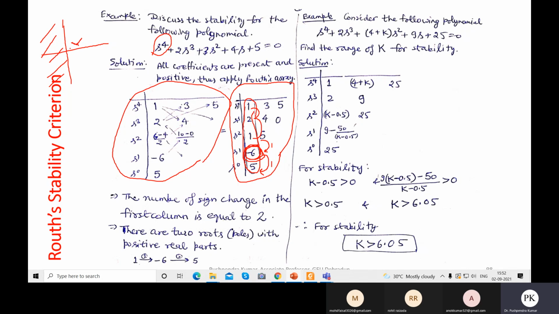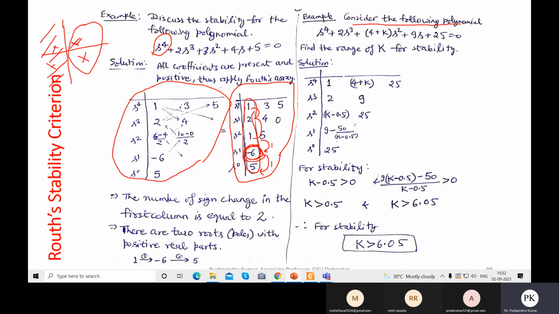One somewhere here, and a second one somewhere here, anywhere, and two roots will be on the left hand side. Due to these two poles on the right, the system is unstable. Clear? Let's take another conditional example.